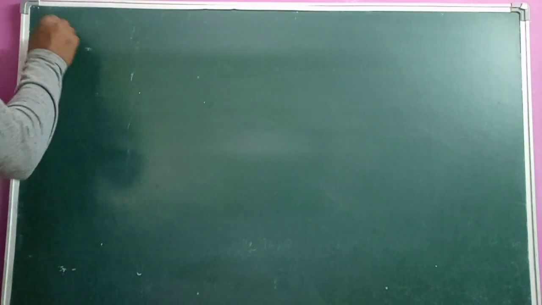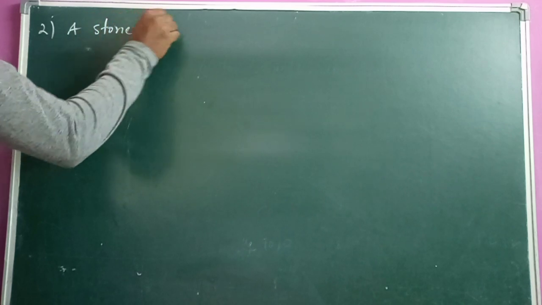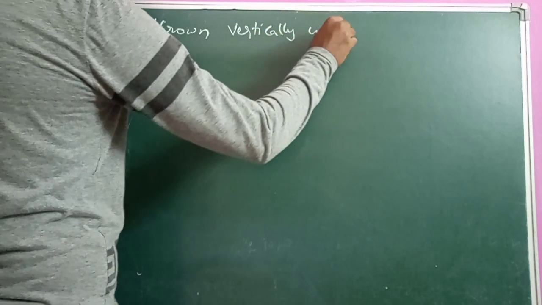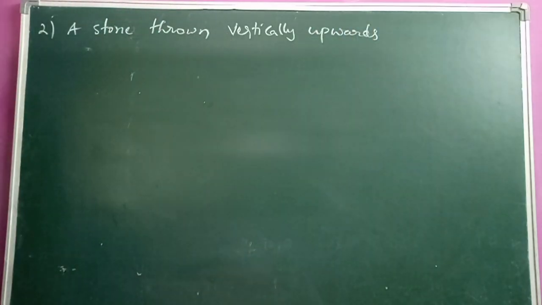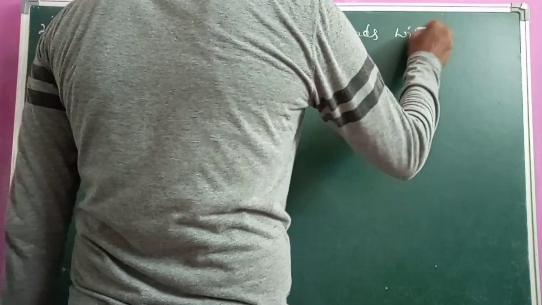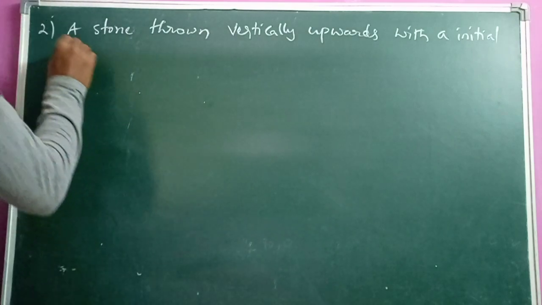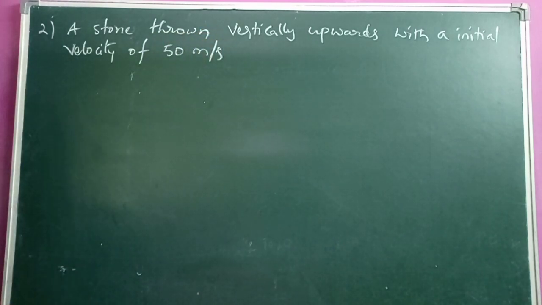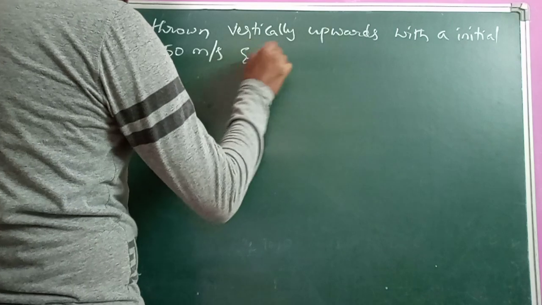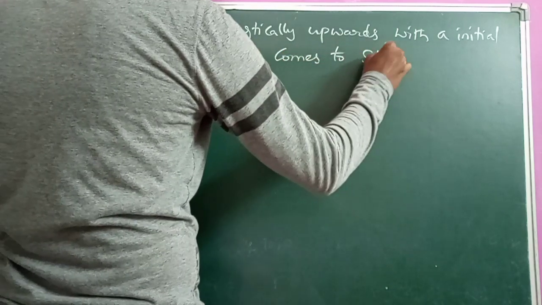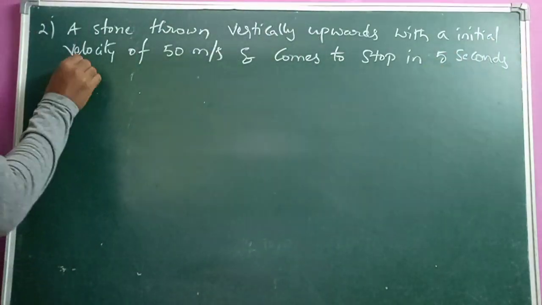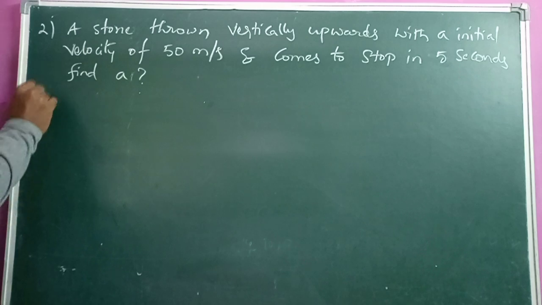Second example: a stone thrown vertically upwards with the initial velocity of 50 meter per second comes to a stop in 5 seconds. Find a. So we have to do the solution.